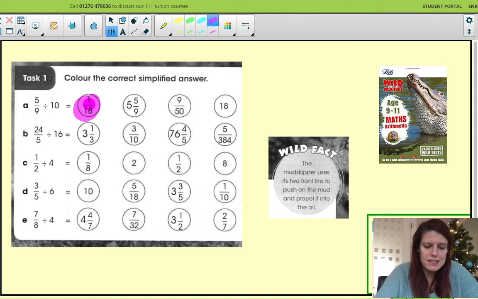(24/5) divided by 16, so think about it in the same way. This comes down to 3/10. So remember, you're doing the operation, but the answers are being simplified. So a half divided by 4, that's 2 times 4, it's 1/8.